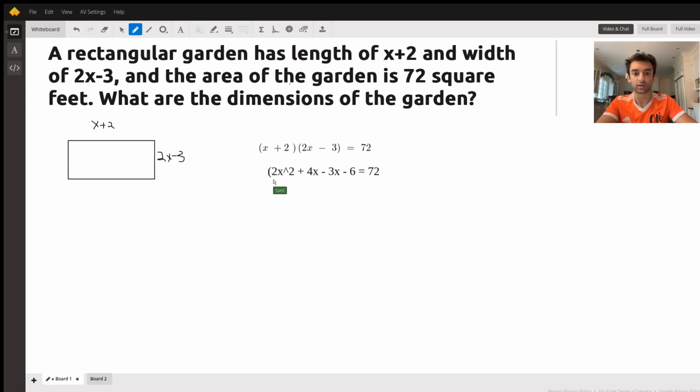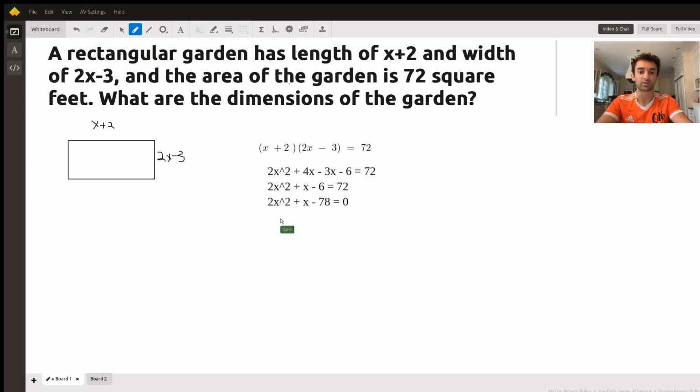So if we keep going, we can get rid of these parentheses now. So we're going to have 2x squared, and then plus 4x minus 3x is going to be plus 1x, or just x, minus 6 equals 72. Now from here, we want everything to be on one side so that we can factor out, find our x, and then find our dimensions. So we're going to have 2x squared, plus x, and then I'm going to bring over 72, so negative 6 minus 72 is going to be negative 78. That's going to equal 0.